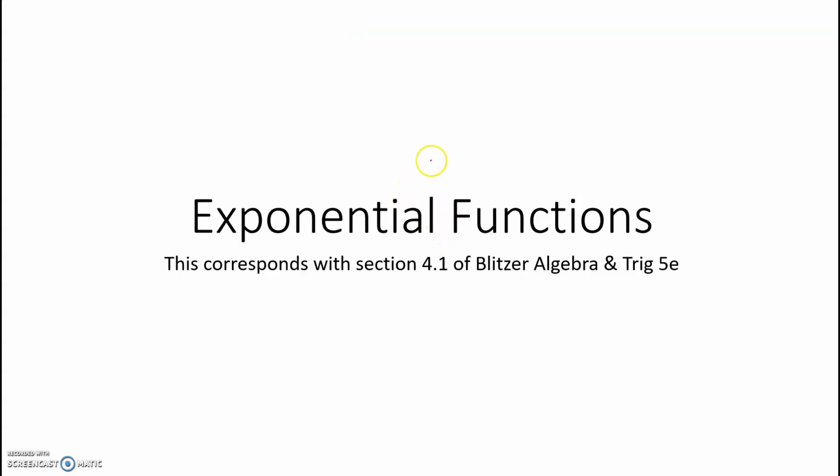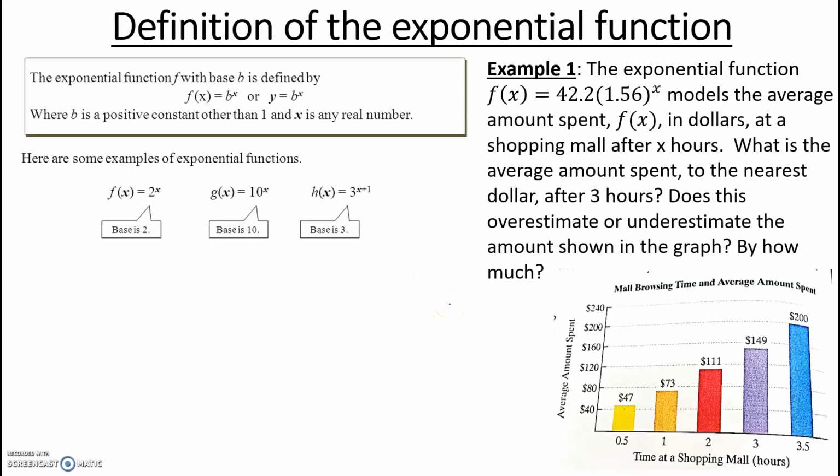Hey guys, today we're going to learn about exponential functions, going with section 4.1 in your book. So what makes something an exponential function? It's got to have that form b to the power f of x, or y equals b to the power of x, where b is a positive constant. So in these cases like 2, 10, 3, a positive constant other than 1.